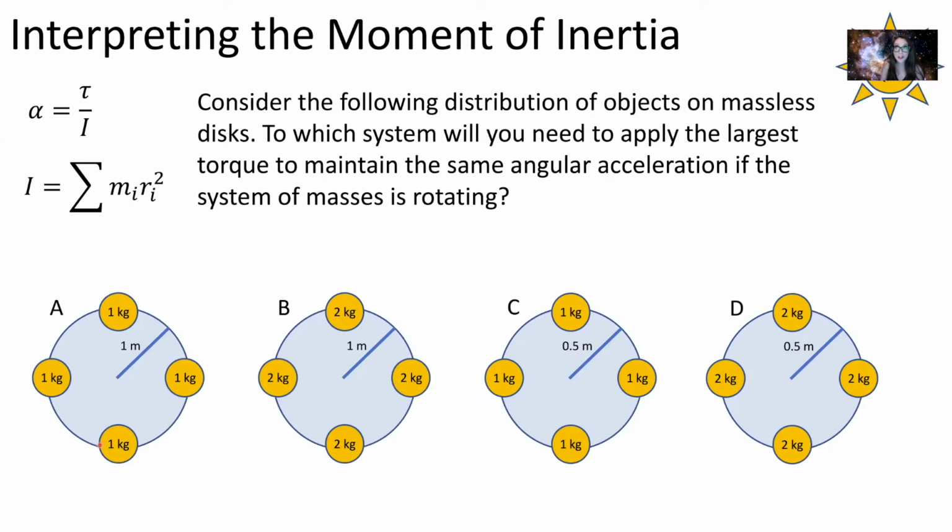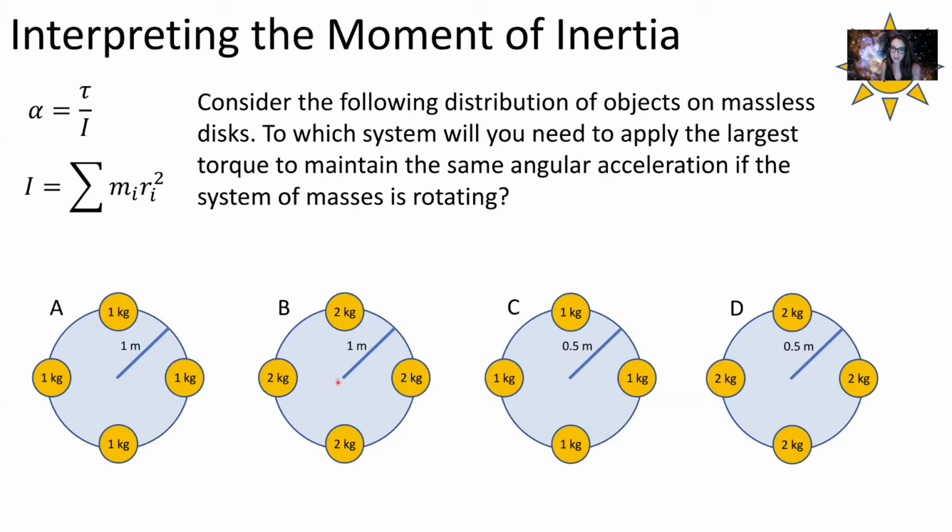Okay, so to find the moment of inertia of this first system, you're going to have to take this mass times its distance from the center of rotation squared, plus this mass times its distance from the center of rotation squared, plus this one, okay? Plus this one's mass times r squared, plus this one's mass times r squared. So you're going to have 4 masses times r squared for this one. And then you're going to do that calculation for each of these. The r will change and the mass will change. So essentially you're going to find which one of these systems has the largest moment of inertia. That's the one you're going to have to apply the largest amount of torque to in order to maintain the same angular acceleration.